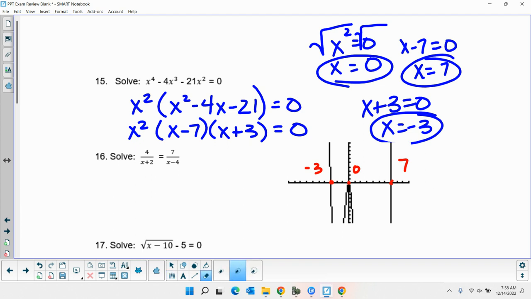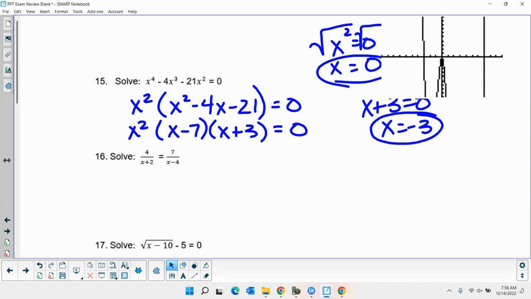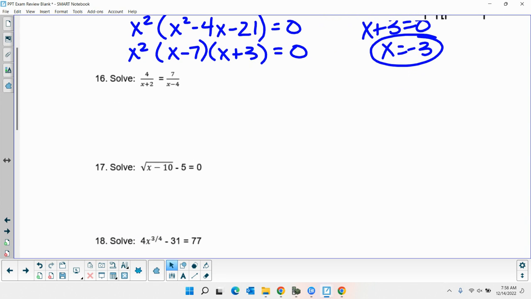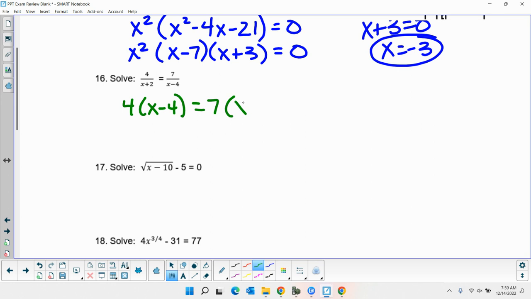Okay. So let me move that out of the way for a sec. So we can do 16. 16 is just a proportion. When you have a fraction equal to a fraction, like that, you can just cross multiply. So you can just go 4 times x minus 4 equals 7 times x plus 2. All right, you can just do that cross multiplication. But remember, when you cross multiply, the two sides are equal. Sometimes we forget that. So distributing the 4, you get 4x minus 16. Distribute the 7, you get 7x plus 14.